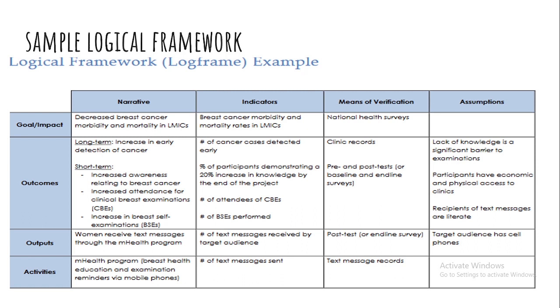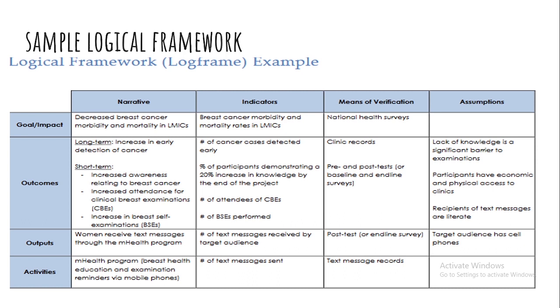And then the outcomes. They have the long-term outcome, that is increase in early detection of cancer, then short-term: increased awareness relating to breast cancer, increased attendance for clinical breast examinations, increased self-examinations. Then the indicators: percentage of cases detected early, percentage of participants demonstrating increase in knowledge, number of attendees. And what will be the source of data, the means of verification? The clinical records will show us that we've attained this outcome, and pre and post tests, or baseline and endline.